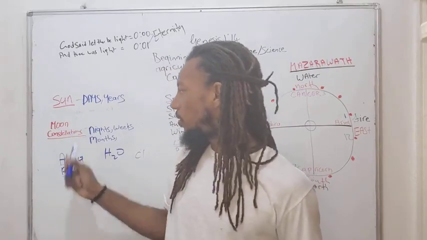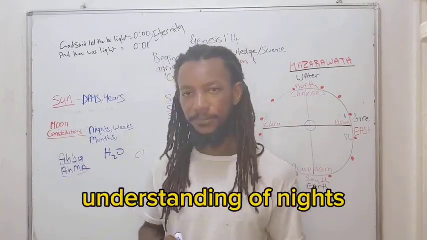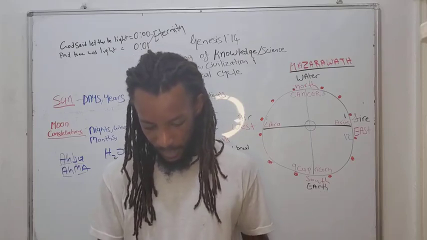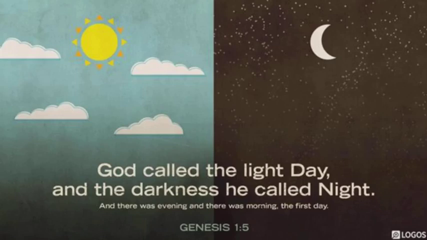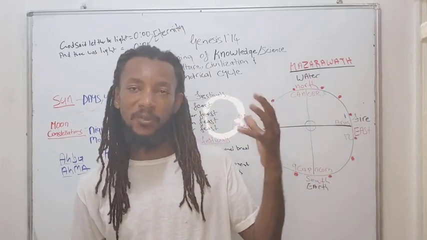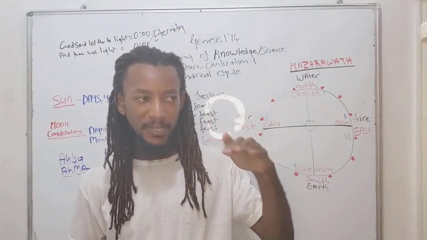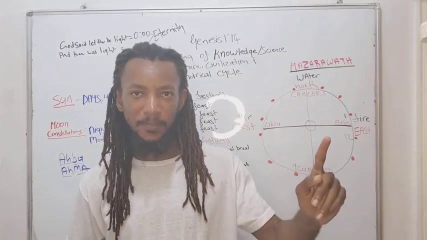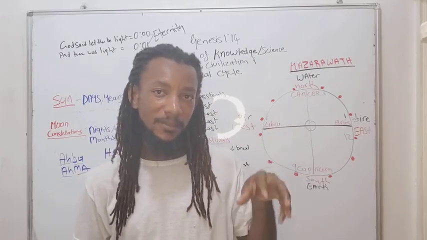Now let's look at moon and constellations. Nights. Let's go back to the book of Genesis, chapter 1 and verse 5. It says, "And God called the light day, and the darkness he called night, and the evening and the morning were the first day." So what you're seeing here is after the ushering of the light, right? The presence of the light, when it goes away, that darkness is what is called night.